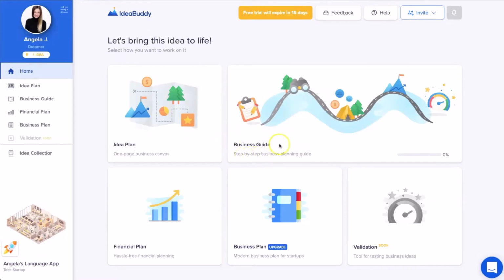Now, the business guide, we like to call it story mode because really it's a fun walk through your business planning journey. It's going to start you at the very beginning and work your way through everything you need to think about to get started. As you fill out the business guide, the financial plan automatically fills out, and also your business plan if you have the upgrade. Now, validation is coming soon, which is so exciting because this is where you can really test and see if your ideas are viable, if they're good, if they're going to work.